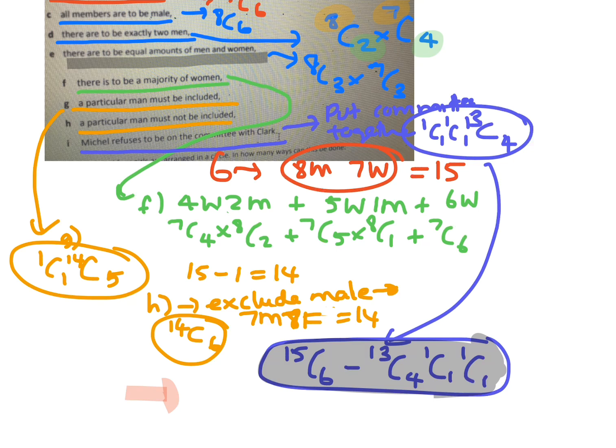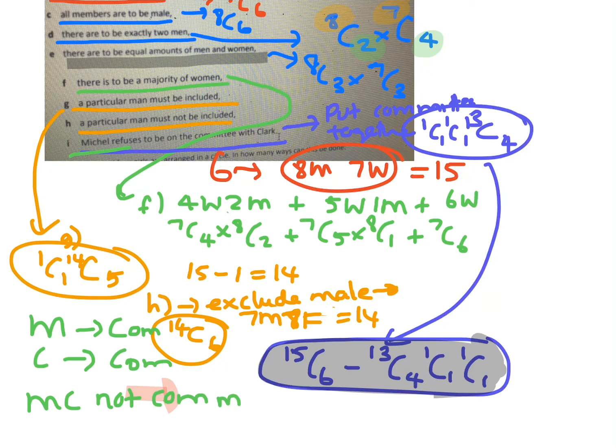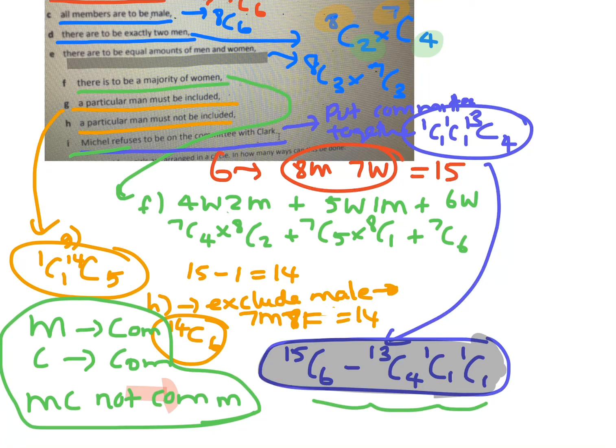They could be on the committee by themselves. The separate possibilities would be Michael's on the committee by himself, or Claire's on the committee by herself, or Michael and Claire are not on the committee. You could do all those possible outcomes, or you could just do the total minus they are on the committee together.